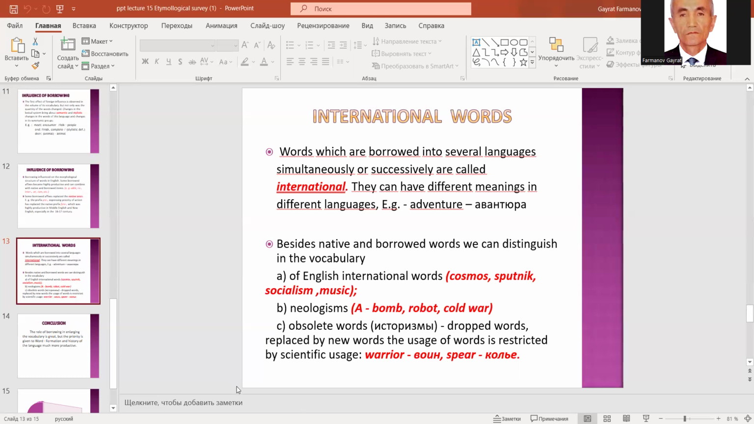Besides native and borrowed words, we can distinguish in the vocabulary: A. International words: cosmos, Sputnik, socialism, music. B. Neologisms: A-bomb, robot, Cold War. C. Obsolete words: historisms, and archaic words replaced by new words, whose usage is restricted to scientific usage: warrior, wine, spear, career.